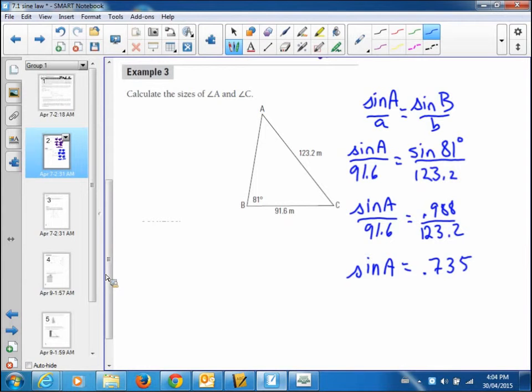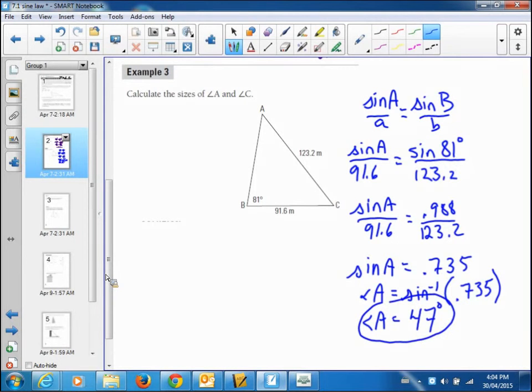If the sine of A is decimal 0.735, then to find the angle A measurement, you've got to get inside that sine function. You've got to undo it with the inverse button. It's usually the second function, and then hit your sine button. The inverse sine of 0.735. What angle gives you a sine of 0.735? So angle A, when you hit the button, you should get 47 degrees.